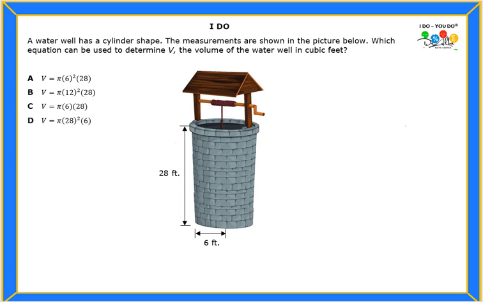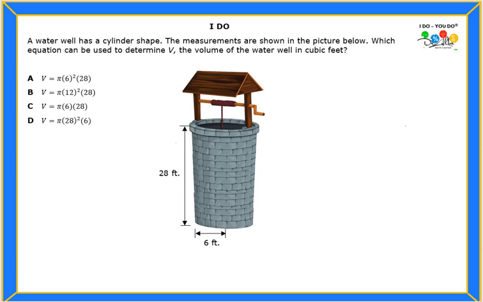Hello students, let's read the problem. And it says, a water well has a cylinder shape. The measurements are shown in the picture below. Which equation can be used to determine B, the volume of the water well in cubic feet?